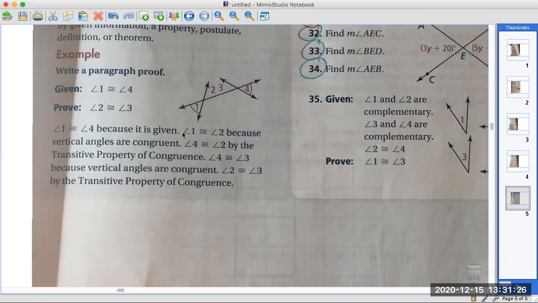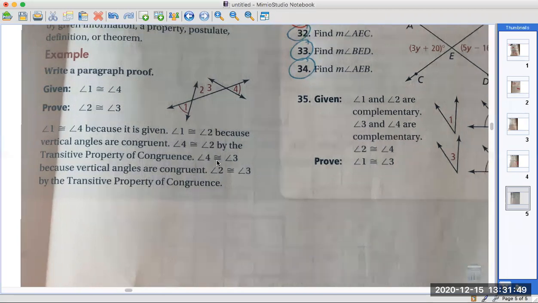1 and 4 are congruent because it's given. 1 and 2 are congruent because they're vertical angles, these two. 4 and 2 are congruent because it's transitive. If 1 is congruent to 4 and 1 is congruent also to 2, that means 2 and 4 must be congruent. And then it moves on.